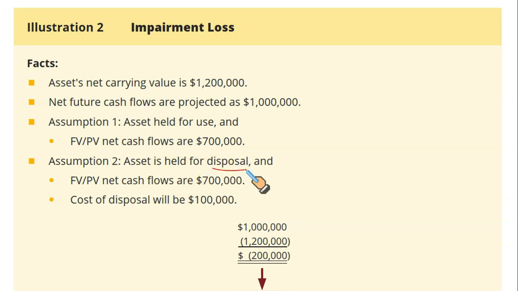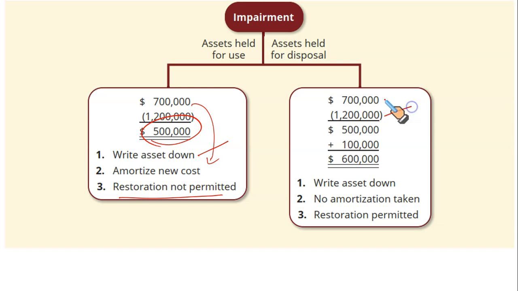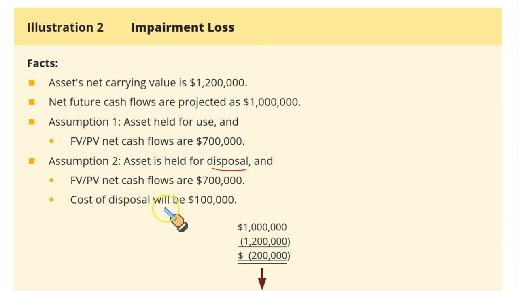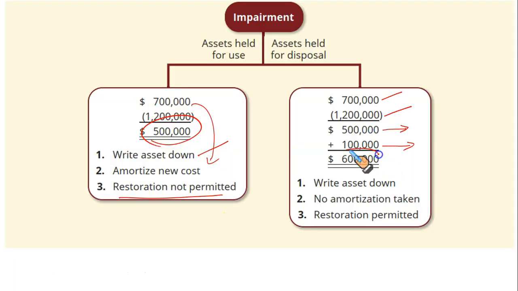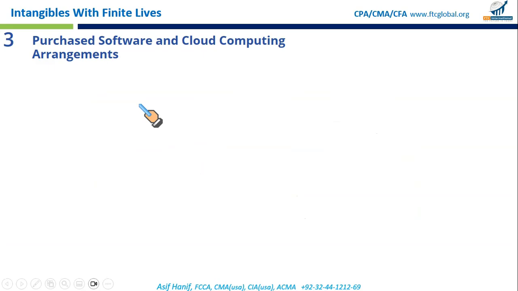In that case, carrying value versus fair value, this is $500,000 loss, impairment loss, and $100,000 is the cost of disposal given right here. So this is the total amount of loss you charge. Write the asset down, no amortization is taken, and restoration is permitted if the value goes up subsequently. Then the write-off, this $600,000, can be reversed.